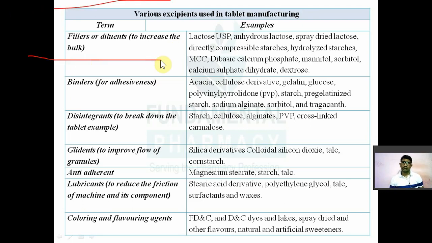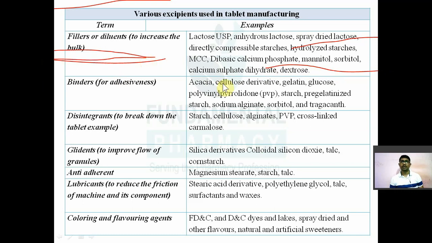Fillers or diluents. And what is the function of fillers or diluents? They increase the bulkiness of your tablet. इसके ऊपर भी क्वेश्चन आ चुका है. Which of the following categories of tablet excipient will increase the bulkiness of tablet? Most commonly used diluents are lactose USP, anhydrous lactose, spray dried lactose, directly compressible starches, hydrolyzed starches, microcrystalline cellulose, dibasic calcium phosphate, mannitol, sorbitol, calcium phosphate dihydrate, and dextrose. They are known as the fillers or diluents.